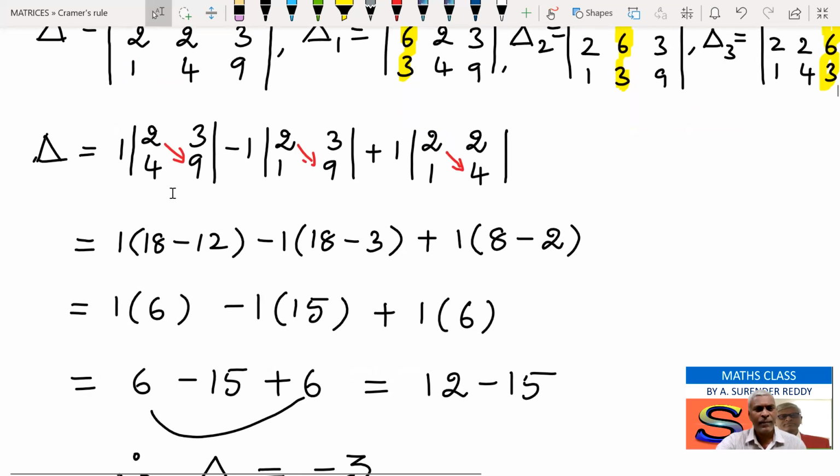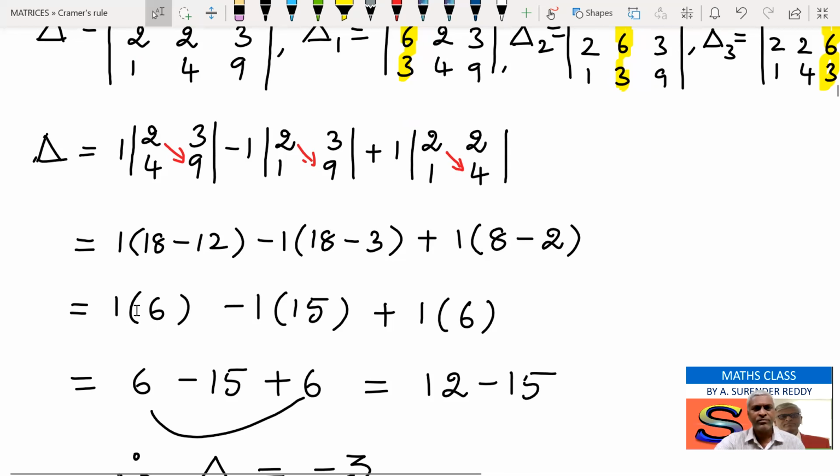So this is the procedure, and further simplifying, we know the 2 by 2 determinant is AD minus BC, just cross multiplication. The determinant of ABCD is AD minus BC. AD is the cross multiplication 2 into 9, BC is the other cross multiplication 3 into 4. So 2 into 9 is 18, 3 into 4 is 12, AD minus BC. Next, minus 1 into, similarly 2 into 9 18, minus 3 into 1 3, plus 1 into 2 into 4 8, minus 2 into 1 minus 2.